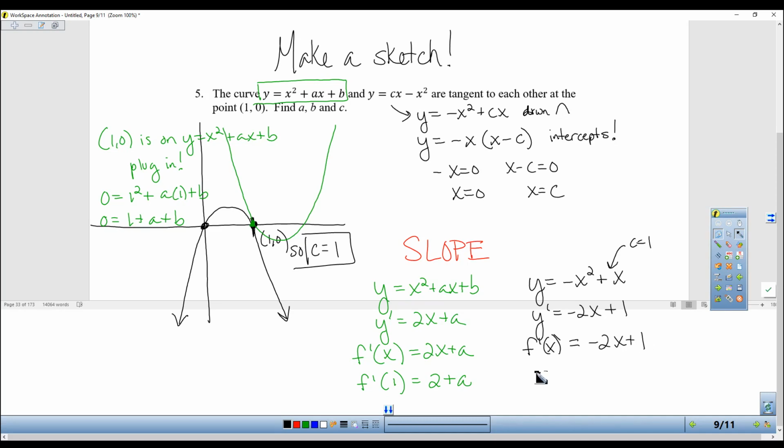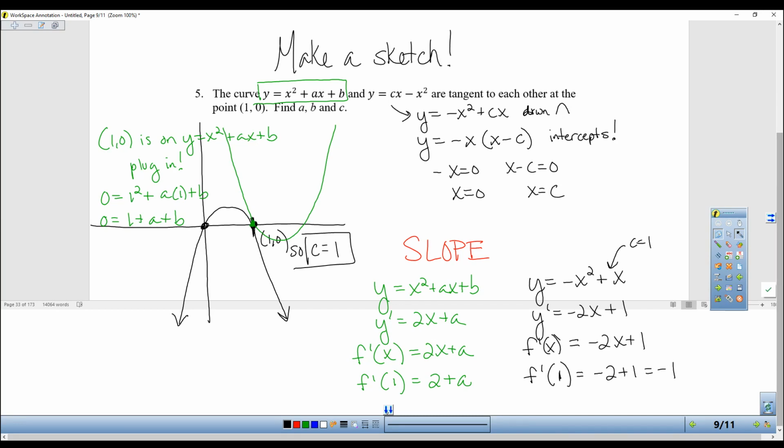And I want that because I want to say, what is the slope at 1? That's literally what this means. What is the slope at 1? And when x is 1, you get negative 2 plus 1, which is negative 1.